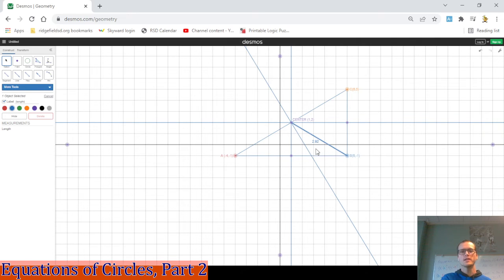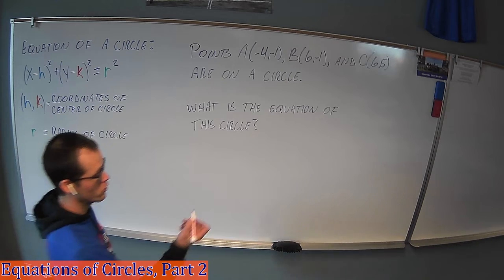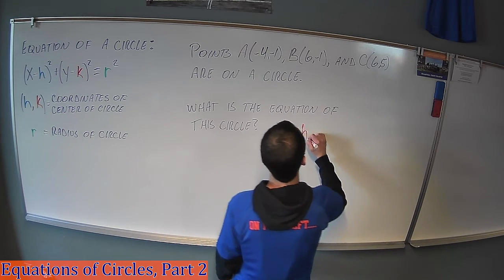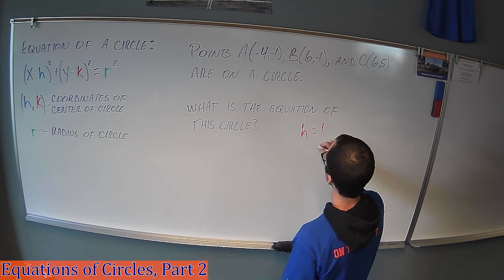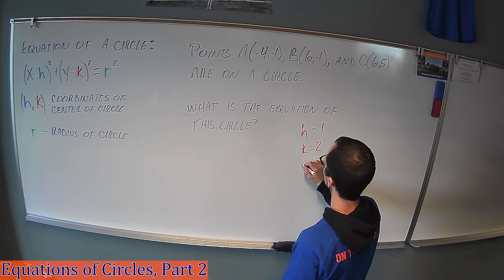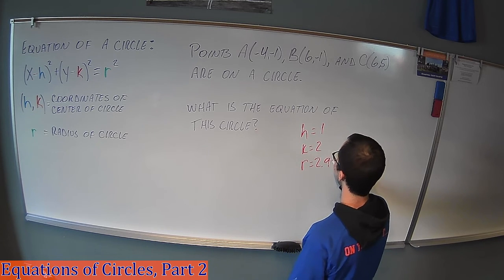Okay, so we're going to bounce back to the board. Our R is going to be 2.92. Our center is going to be at 1, 2. So H is 1, K is 2. All right, switch this around, bring back the big camera. So H and K, H we learned is 1, K we learned was 2, and R is 2.92.